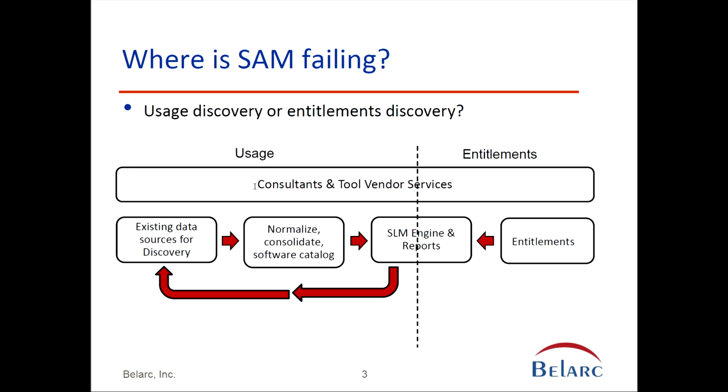But what constantly happens is that the software, of course, is constantly being updated. Security patches are being added to the software. So this is a constant do loop that we see in organizations, and they never really do get the right usage and discovery data to match up their entitlements.